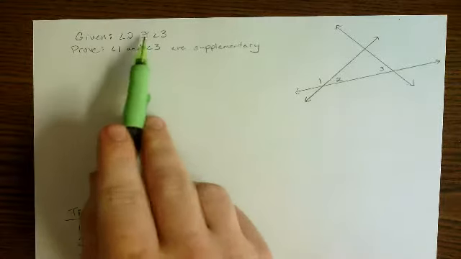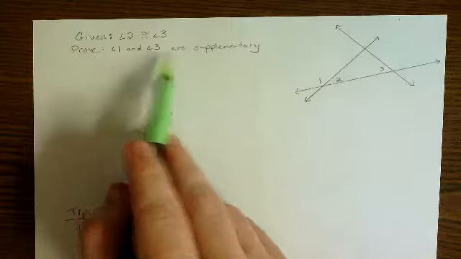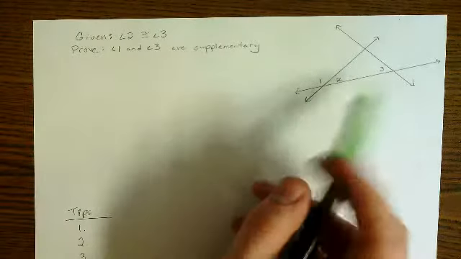As you can see here, the example I'm going to do is going to be the given: angle 2 is congruent to angle 3, and I'm trying to prove angle 1 and angle 3 are supplementary. I've got a little picture here to go along with it, angle 1, angle 2, angle 3.